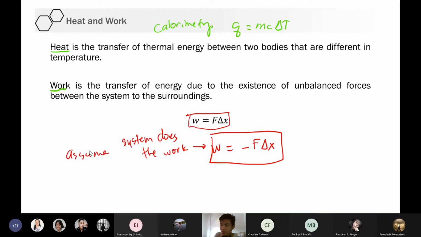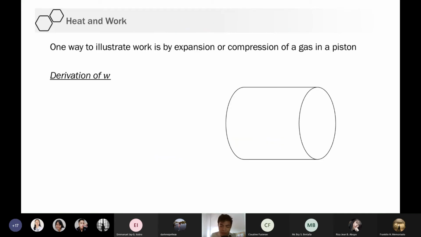So, we assume that the system does the work. So, negative F dx. Medyo important kasi talaga yung negative sign sa atin. Now, one way to illustrate work is by expansion or compression of a gas in a piston. So, ito talaga yung ginagamit to determine the work of the gas. Kaya nga mapapansin nyo sa prob set nyo nung nakaraan, may pinapahanap na pressure of the gauge. Kasi yung pressure of the gauge, you can use that to determine work. So, assume we have a gas in this. We have a gas here. May gas dyan.